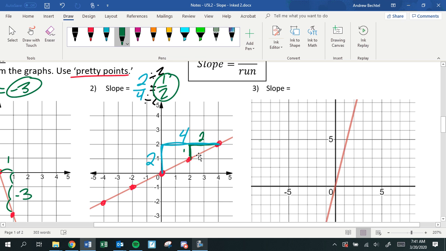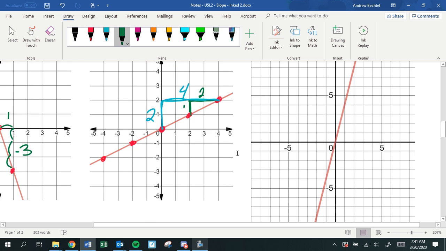You can always pick the 2 points that are closest together and have a simplified slope. Try number 3 on your own.